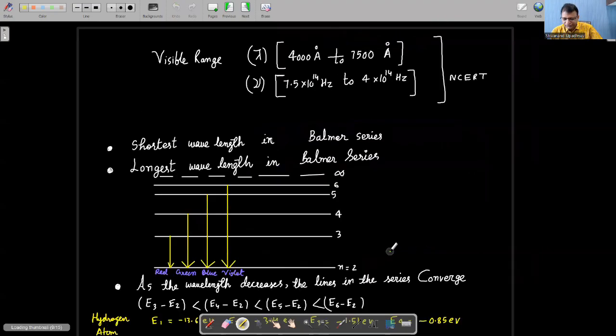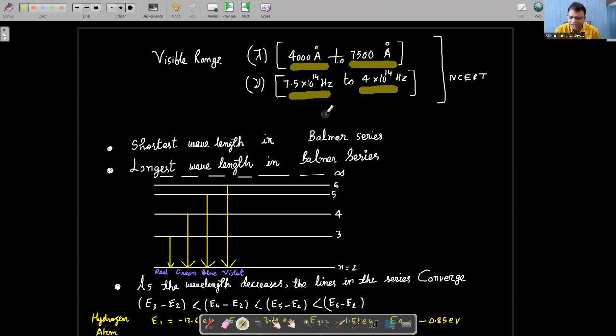So let us move further. What I was saying is that in the visible range for Bohr's series, the wavelength given in NCERT is 4000 angstrom to 7500 angstrom. And if I convert into frequency, you should remember this value. You can convert it using c upon lambda, which is frequency. That value is 7.5 into 10 to the power 14 to 4 into 10 to the power 14. So this range you can find out. I'm not saying remember the frequency, remember the wavelength, right?